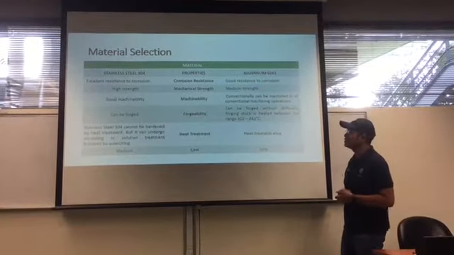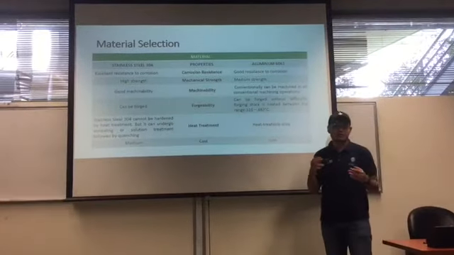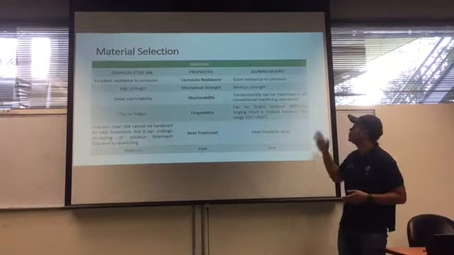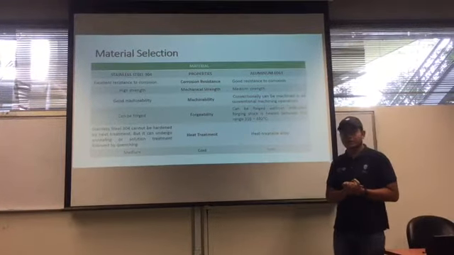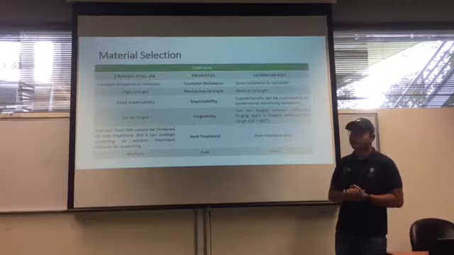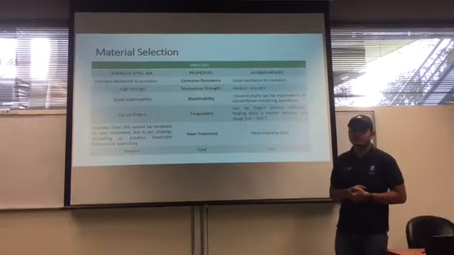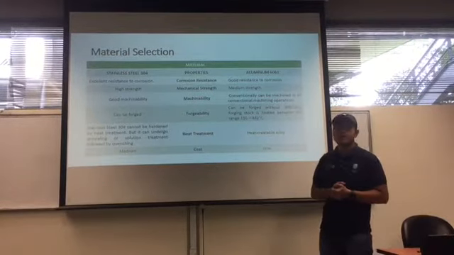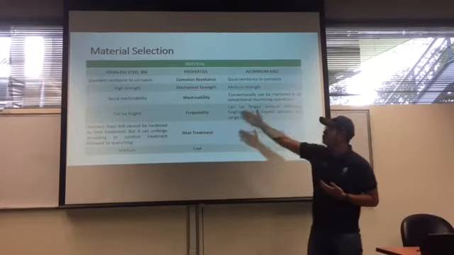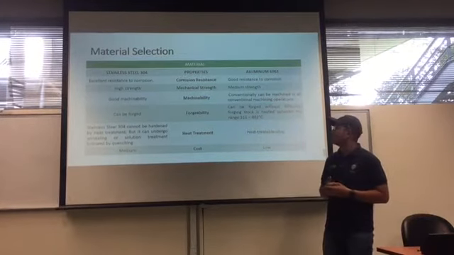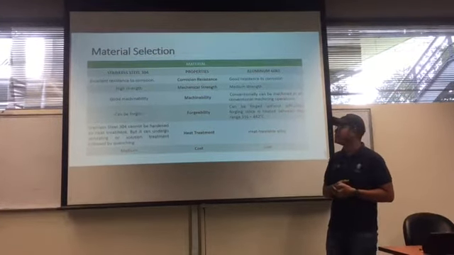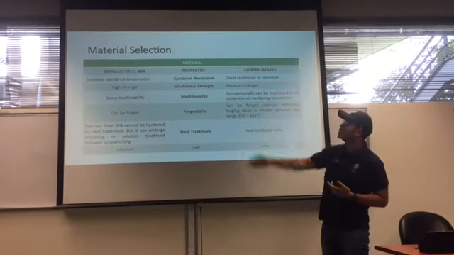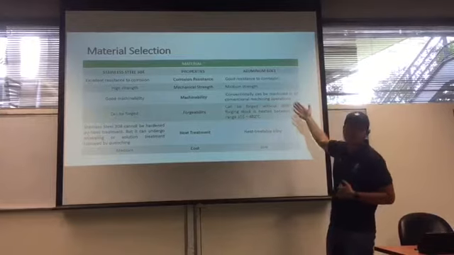Coming to material selection, we have listed down two materials, which are stainless steel 304 and also aluminium 6061. So out of the many materials that we have in the world, we choose stainless steel over aluminium because of a few properties. First is the corrosion resistance. Stainless steel has better corrosion resistance than aluminium 6061.